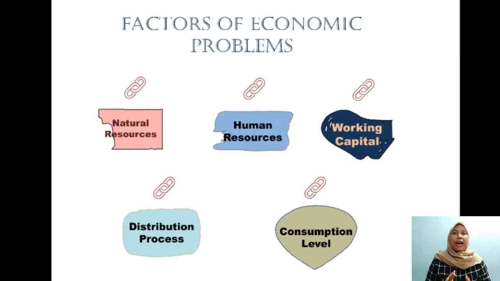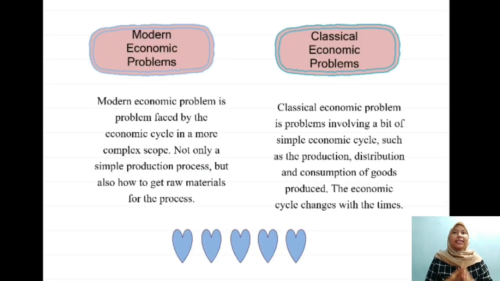And before I explain about modern and classical economic problems, I want you to know the factors of economic problems. 1. Natural resources. 2. Human resources. 3. Working capital. 4. Distribution process. And 5. Consumption level. And there are modern economic problems and classical economic problems.